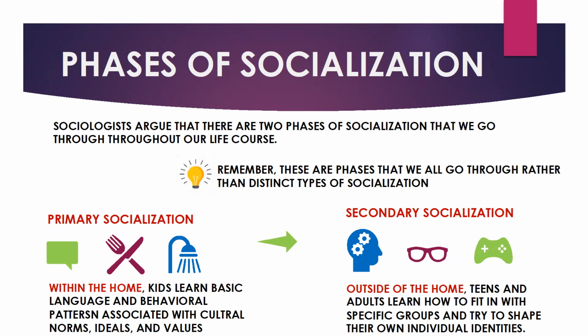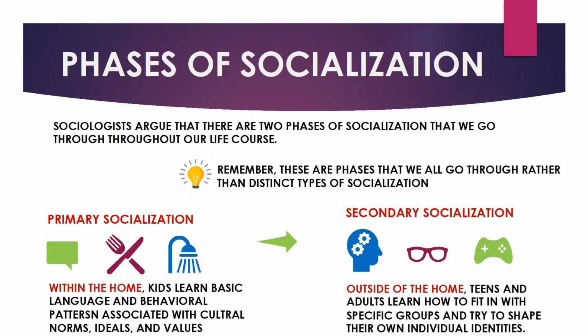So there are a couple different phases of socialization. There's two, and everybody goes through them no matter what, right? So we've got primary socialization. This always happens within the home with whatever family is raising you. So kids are going to learn basic language and behavioral patterns associated with cultural norms, ideas, and values.